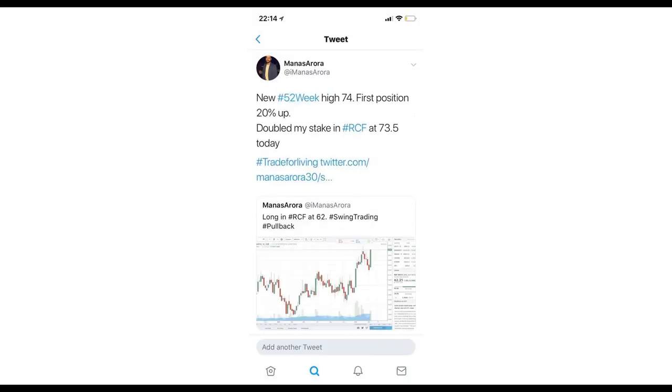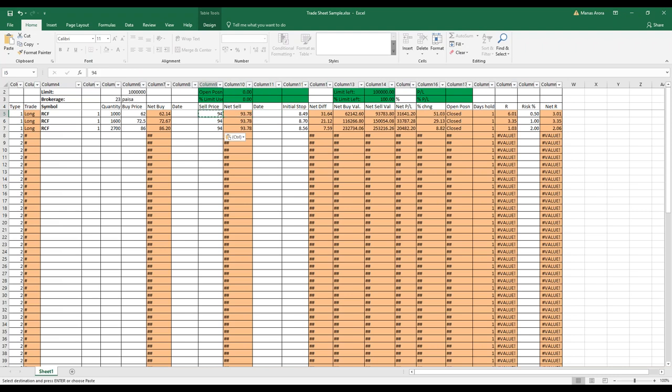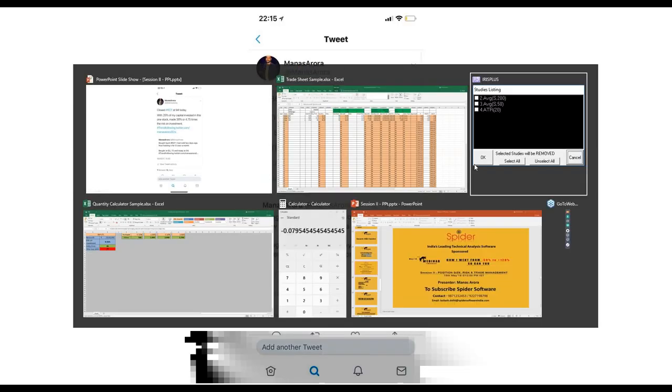Look at this. This is how I took the trade. I stuck to the process and closed my trade at 94 and made 16 times my original risk, 8.5% on my capital in just one trade. So this was one example of reading price action near an old resistance zone.